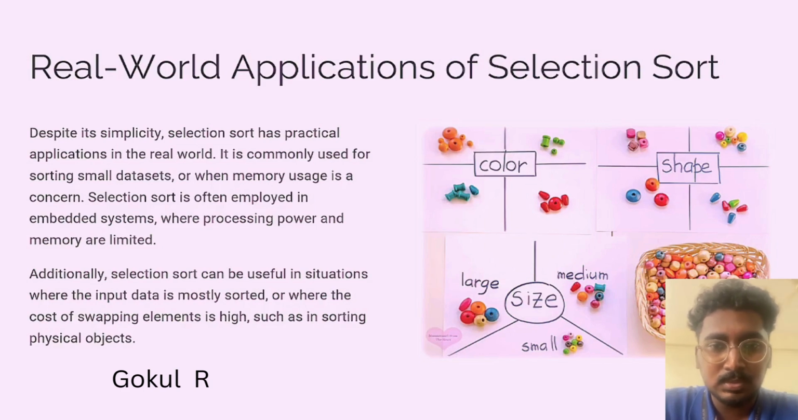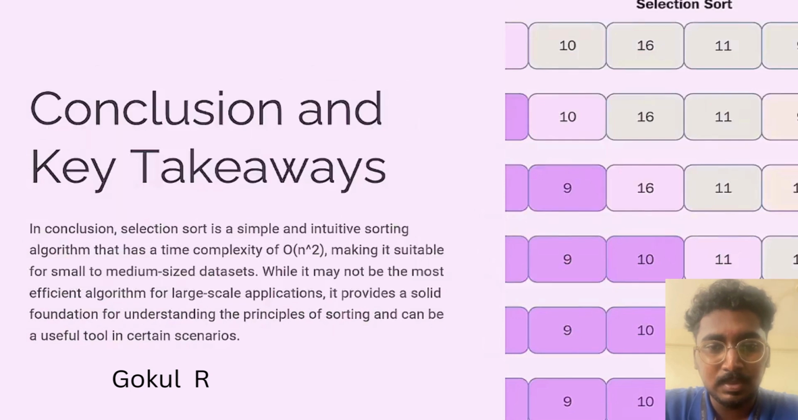Selection sort is often employed in embedded systems where processing power and memory are limited. Additionally, selection sort can be useful in situations where the input data is mostly sorted or where the cost of swapping elements is high, such as in sorting physical objects.